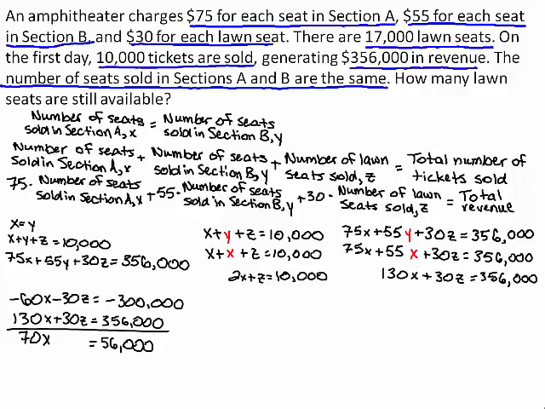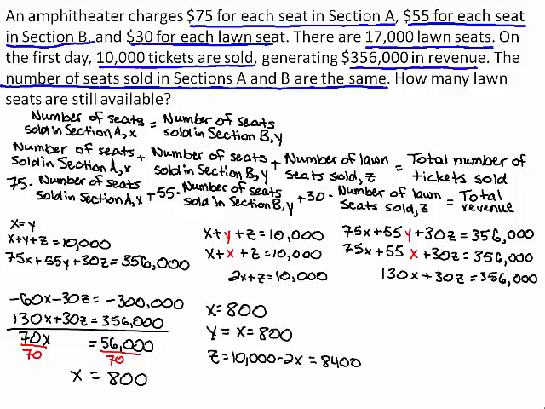Now solve for x by dividing each side by 70, giving you x equals 800. Because x equals 800 and y equals x, y equals 800. Solving 2x plus z equals 10,000 for z, you get z equals 10,000 minus 2x. Substituting 800 for x, you get z equals 8,400. So 8,400 lawn seats are sold.